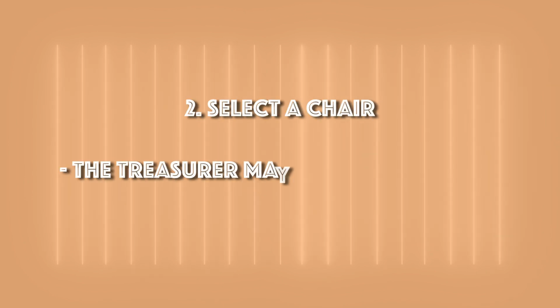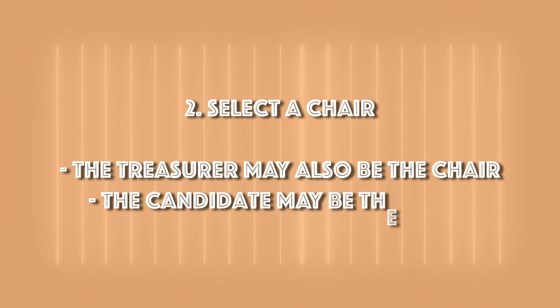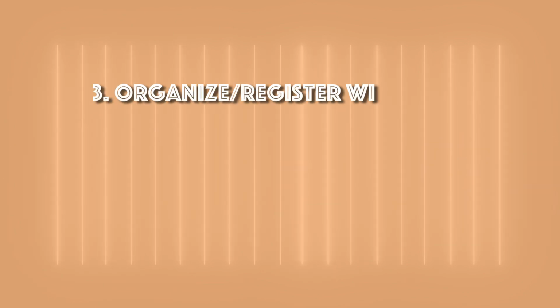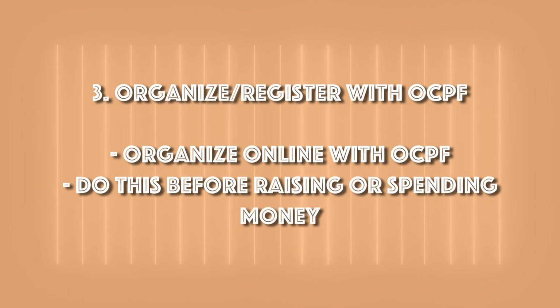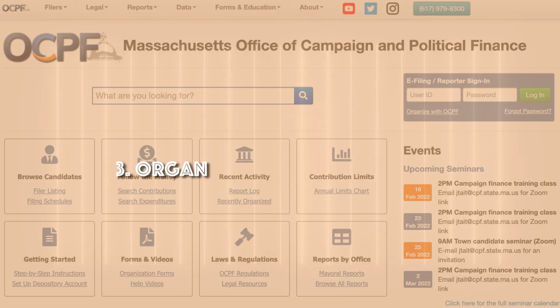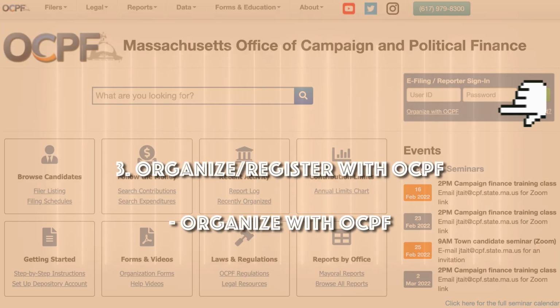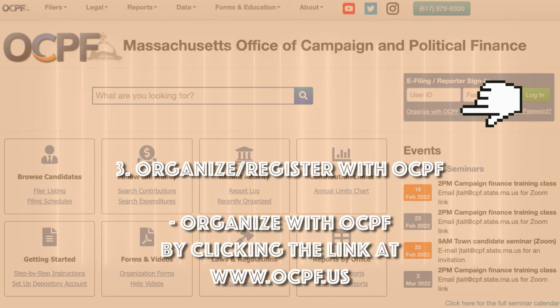Select a chair. The treasurer may also be the chair, the candidate may be the chair. Organize with OCPF. Organize online with OCPF. Do this before raising or spending money.